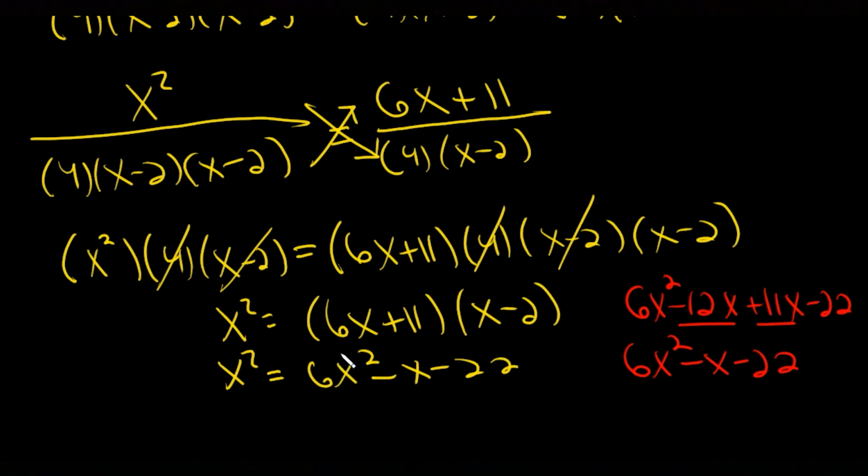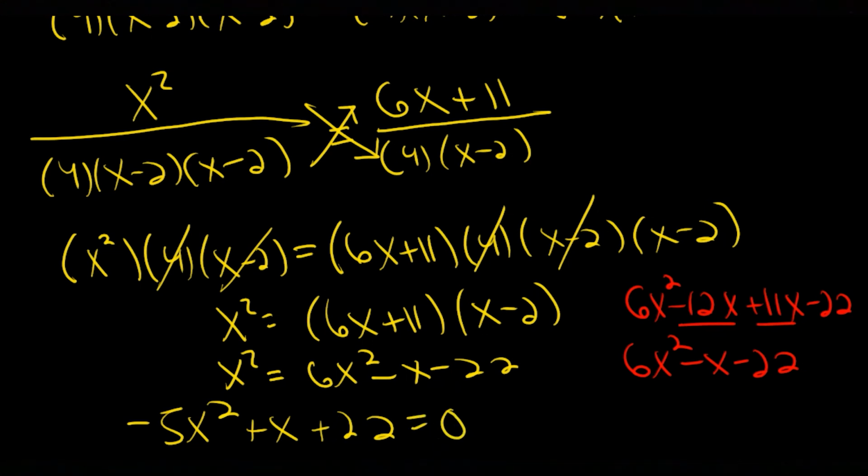Okay? So we have to go ahead and move everything over to the left-hand side. That way we can set this quadratic equal to 0, and we can solve for x. So doing that, again, I'm going to do x squared minus 6x squared. That will give you negative 5x squared. So I get negative 5x squared. And then moving over this term right here, negative x, I get plus x. And then moving over negative 22, I get plus 22. Okay, all equal to 0.